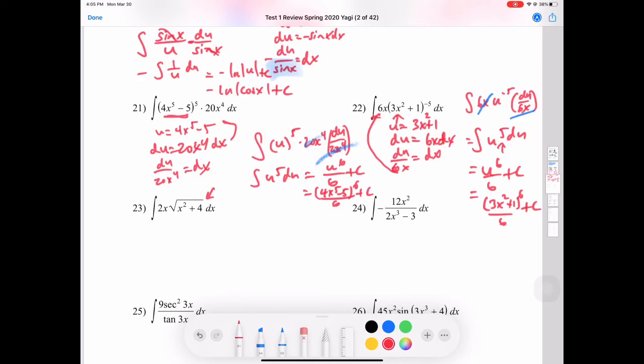This one is a hint. It's going to be a 1/2 exponent. This one over here, u substitution, try that.